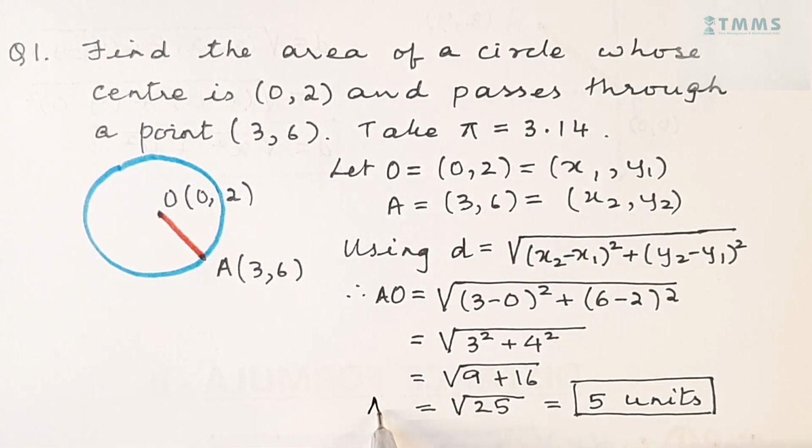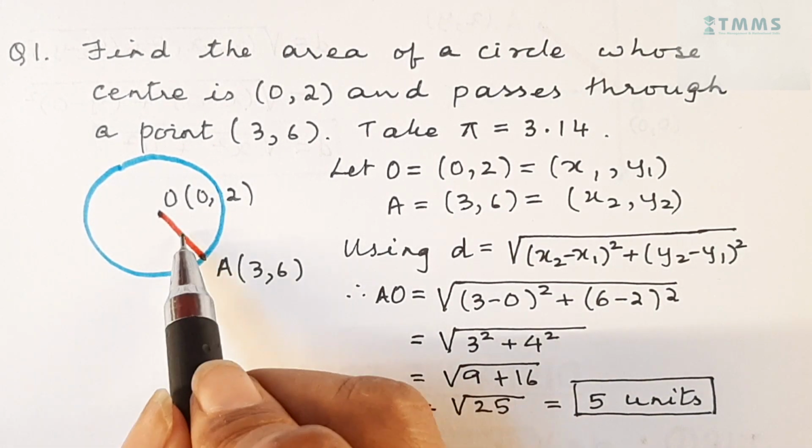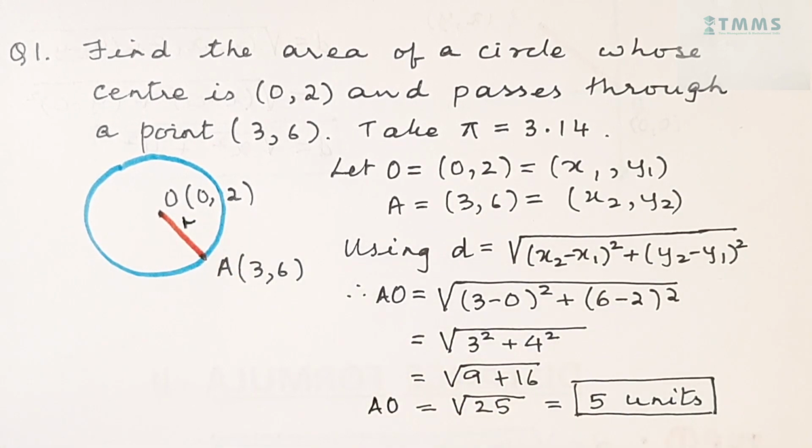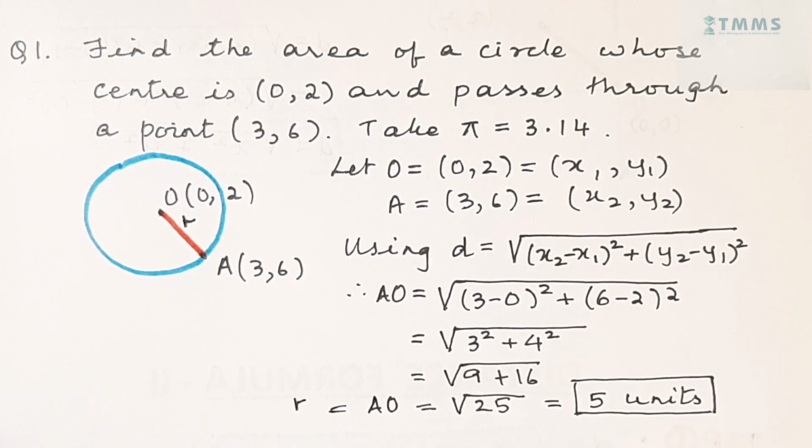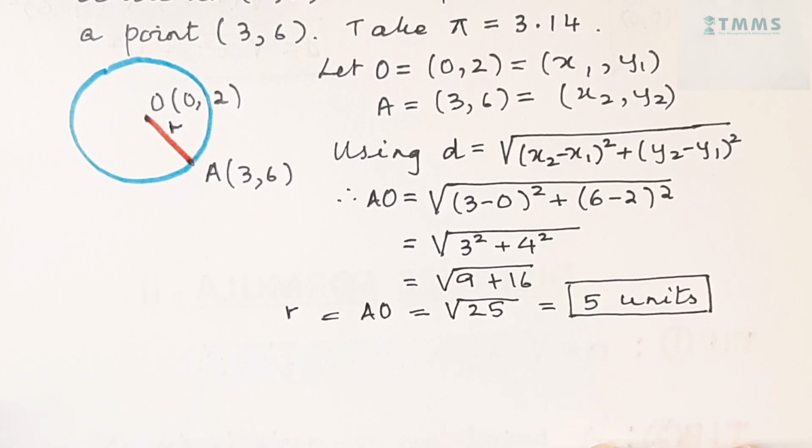And so what is our AO? If you look in the diagram, isn't that the radius? And so we get the radius as 5 units. Now the next part asks us to find the area of the circle.